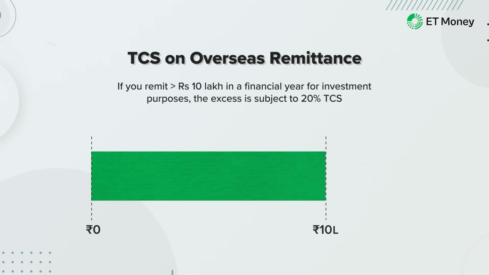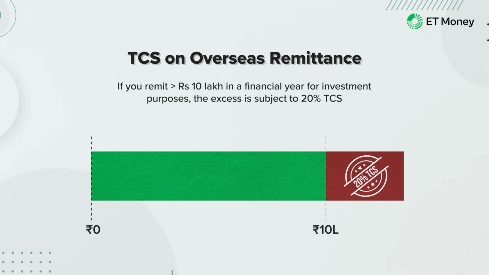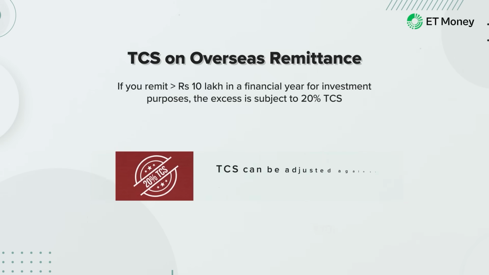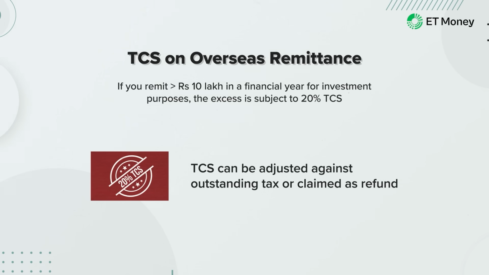Now, apart from this, as per LRS rules, if you remit more than 10 lakh rupees in a financial year to the fund, the exceeding amount is subject to a TCS or tax collected at source of 20%. TCS is not a tax outgo itself, and you can adjust it against your outstanding tax or claim a refund at the time of filing a return.